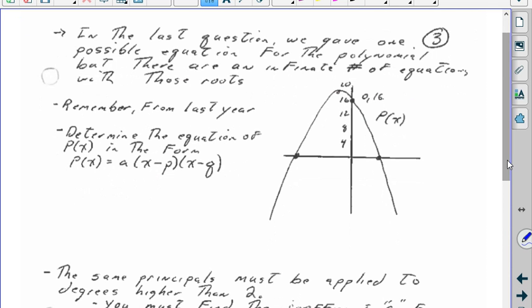Okay, so as I said, we gave one possible. We have to figure out the actual for this one. So this is from last year. We have a factored form. We want a factored form. If you guys could help me, and Alexis, what is this number here? Negative. Can't see the depths. Can't see them. We don't know.